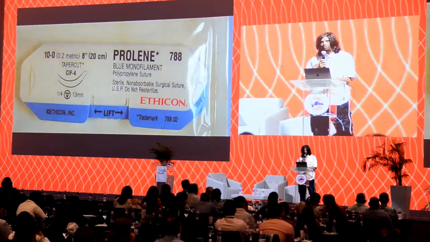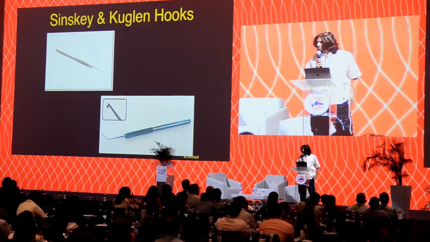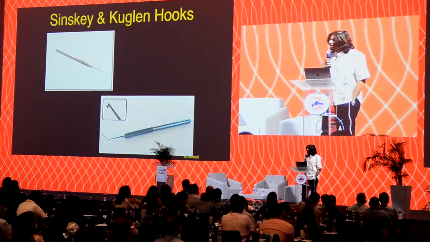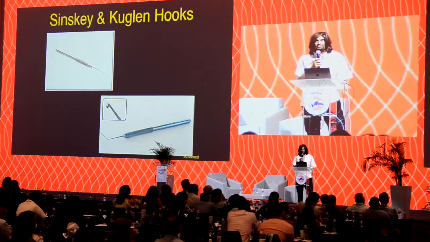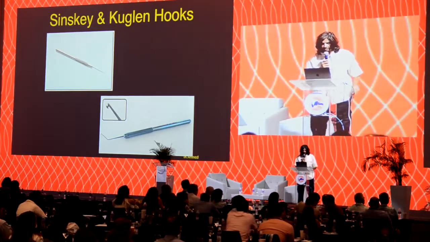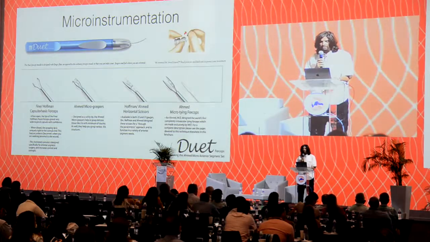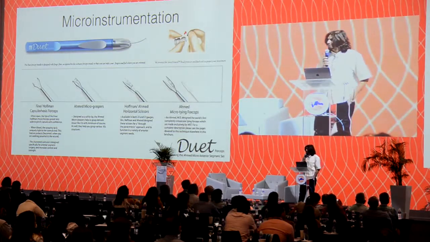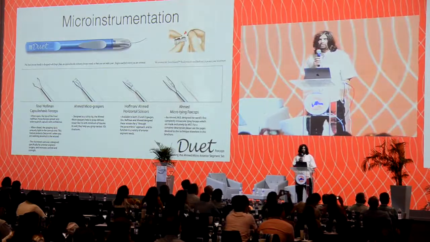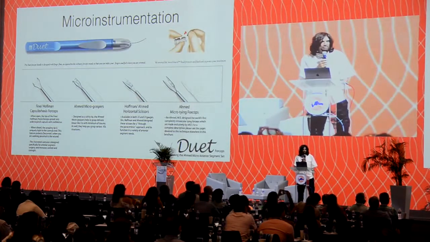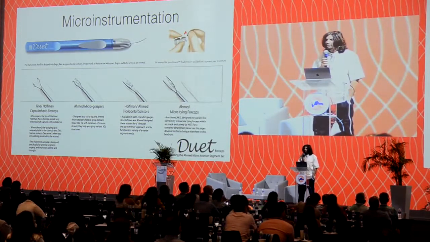This can degrade, of course, but our experience has actually been quite good. A couple of hooks are always a good idea, some Sinskey hooks and some Kuglen hooks. And I think what has really transformed our abilities has been the use of microinstrumentation, using microinstruments that allow us to manipulate tissue in the eye, suture in the eye.